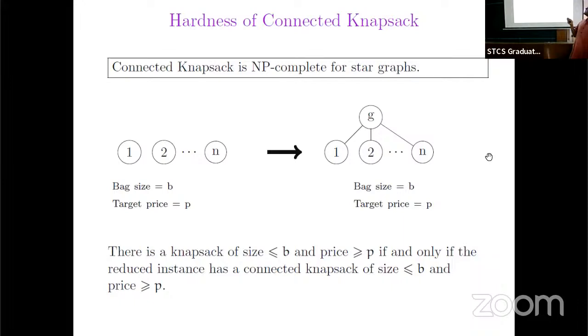So we show hardness for trees also, in particular for star graphs also. But here we won't have strong NP-completeness. Are they the same thing, not having strong NP-completeness and the numbers being bounded?